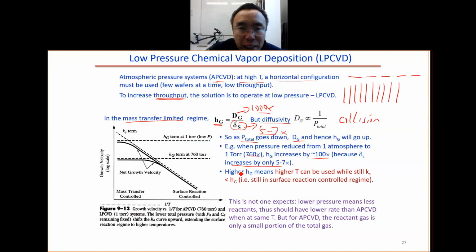So when we have a higher Hg term, that means we can use higher temperature, like here, while Ks is still smaller than Hg. Even here, we have Ks smaller than Hg. That means we are still in the surface reaction controlled regime. So as long as we have uniform temperature, then we get a uniform film, even though we have this vertical stack. So this is the idea of increasing Hg. We can operate at higher temperature, and we can still have Ks less than Hg.